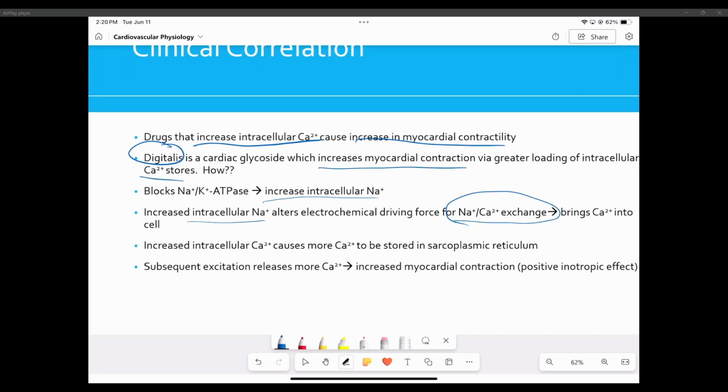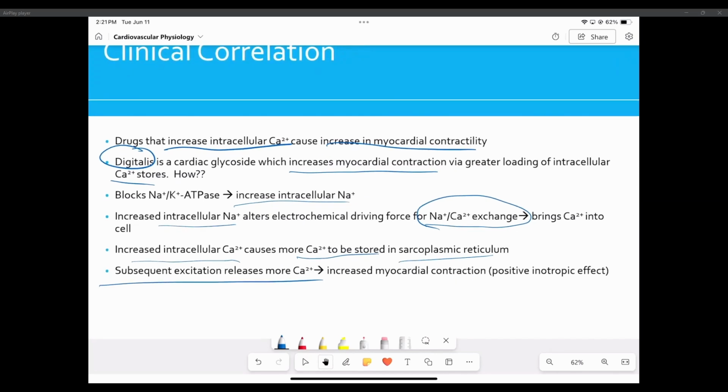What's the purpose of that exchanger? Get calcium out of the cell. But it's not working. So where's calcium going to stay? Inside the cell. We get increased intracellular calcium, more calcium to be stored in the SR, and then the next excitation, more calcium comes out, a greater contraction. It's going to happen every single time once you're at therapeutic levels for digoxin. But you don't have to memorize this.